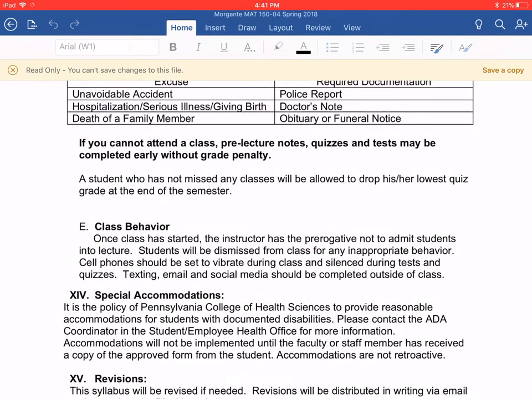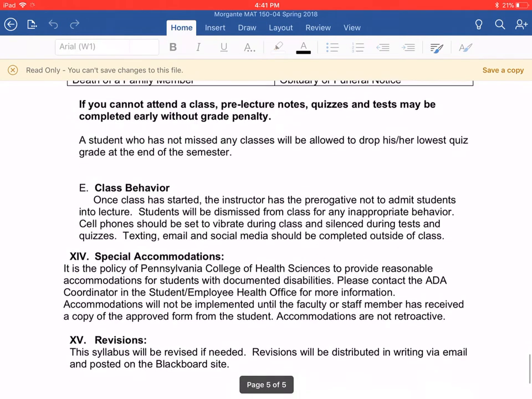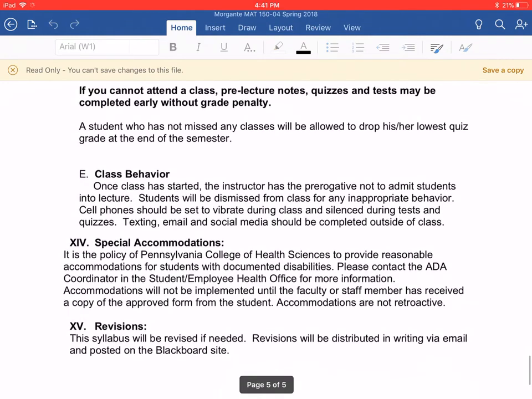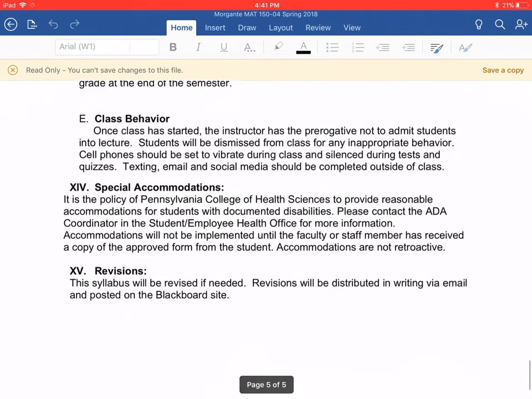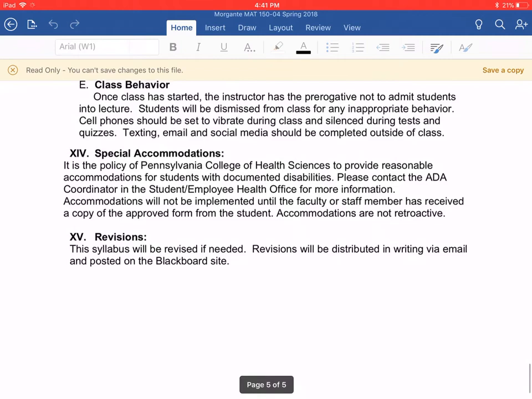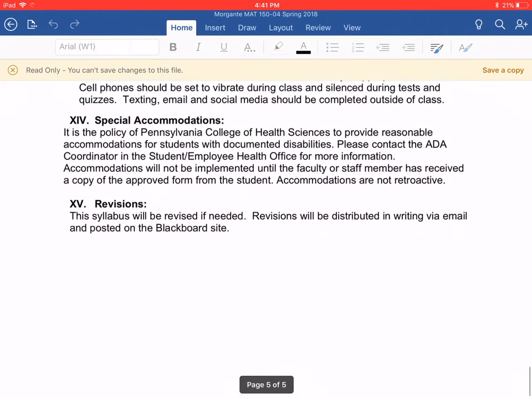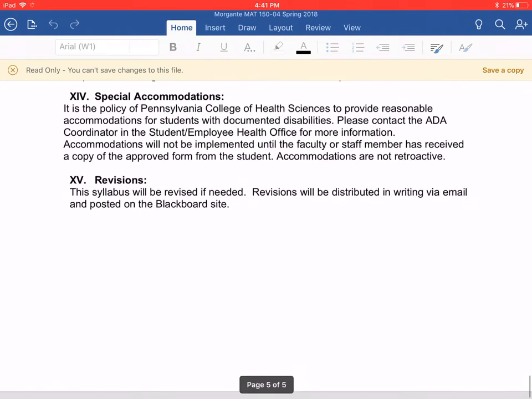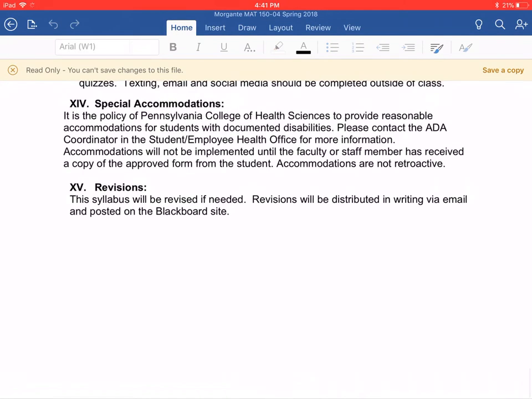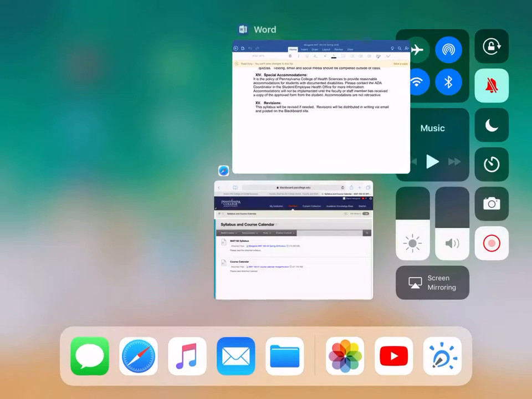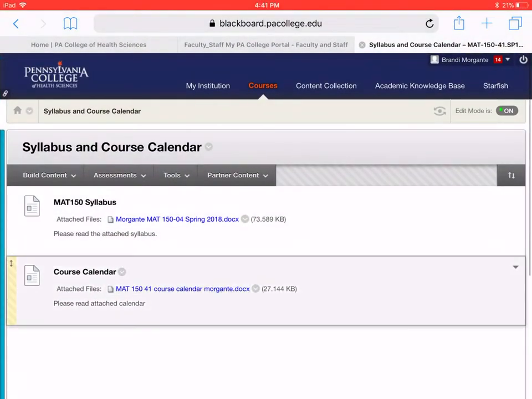A student who's not missed any classes will be allowed to drop his or her lowest quiz grade at the end of the semester. For special accommodations, please contact the ADA coordinator. And that's all for the syllabus. So next we're going to look at the course calendar.